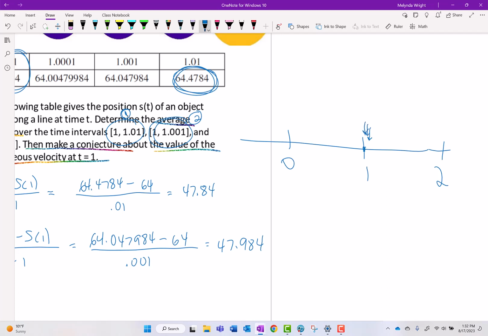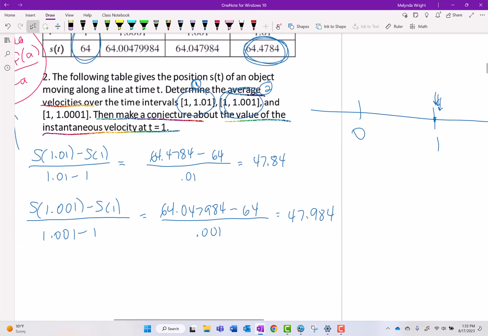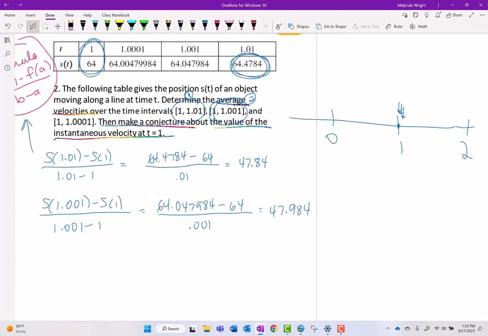I need us to understand what's happening. We're calculating slopes of secants that are getting smaller and smaller, closer together. That's how we're going to make our conjecture, because the limit is the limit of all of those together, which you're all like, what is that? You're driving us crazy. That's okay. We're going to do lots of limits. We're getting closer and closer to 1, which is a good thing.